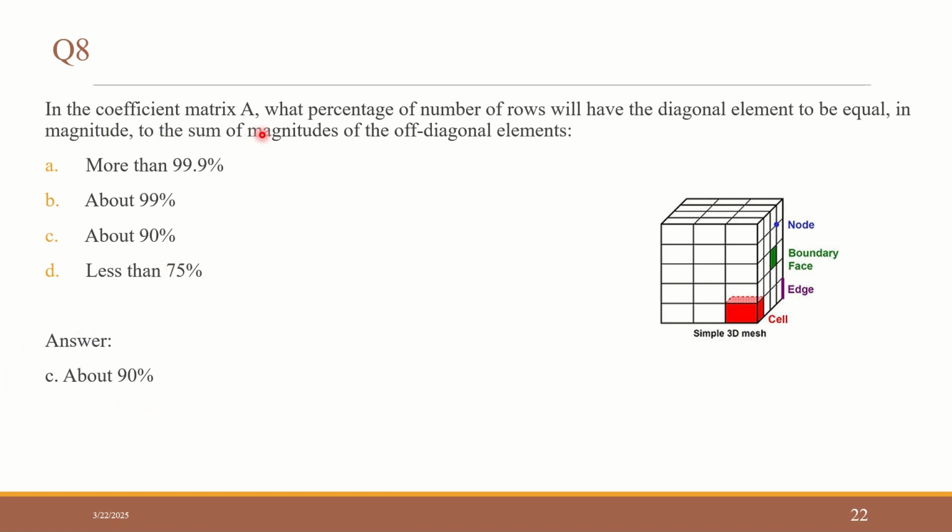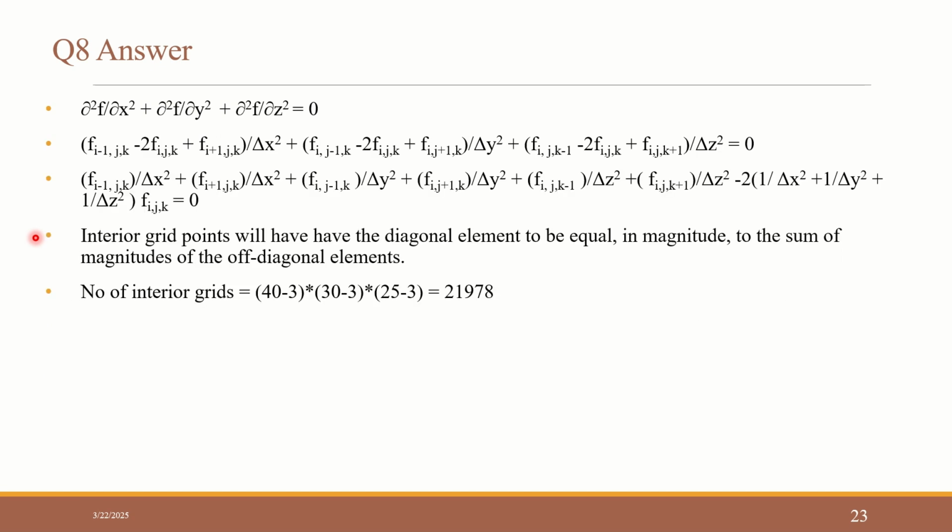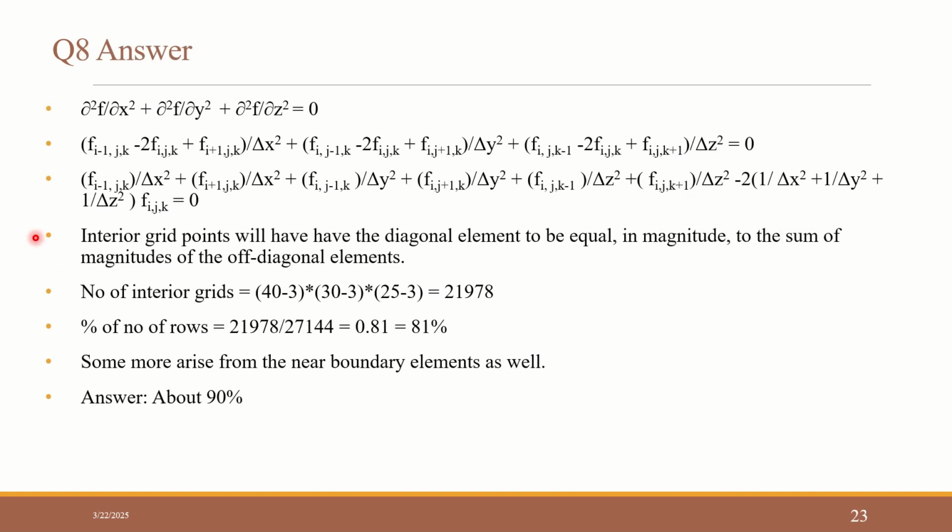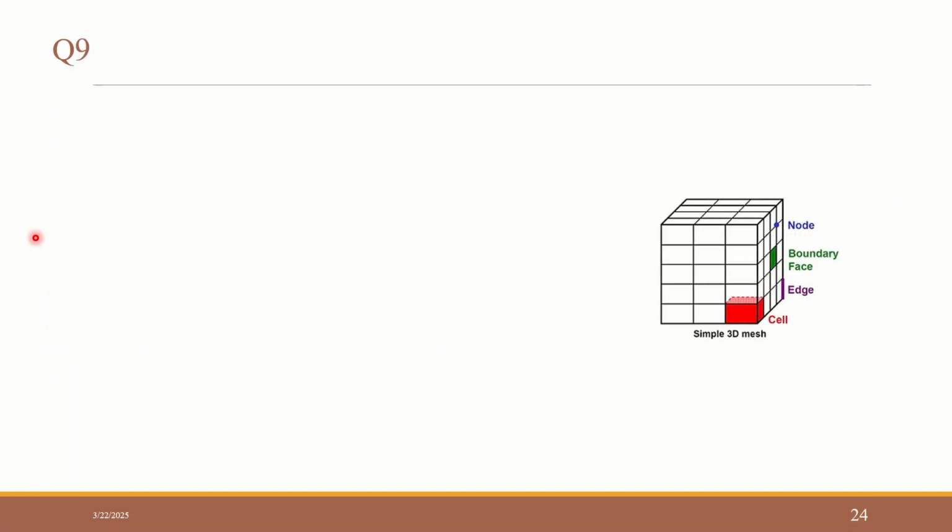In the coefficient matrix A, what percentage of number of rows will have the diagonal element to be equal in magnitude to the sum of magnitudes of the off diagonal elements? So answer is option C, 90 percentage, about 90 percentage is the right answer. Now I hope question 8 is clear. Now we will go to question 9.